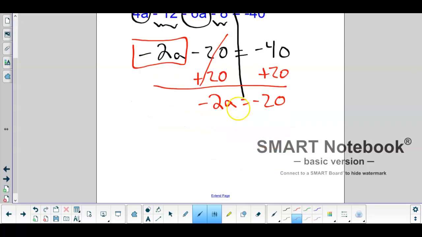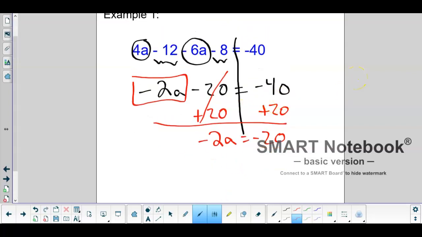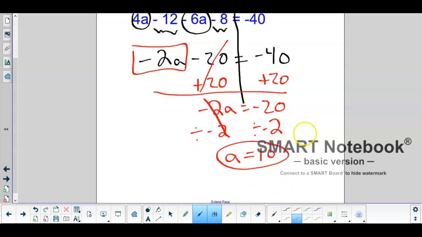And then my last step, I need to get a by itself. Well, what's being done? It's being multiplied by negative 2. The opposite of multiplying each side by negative 2 would be to divide by negative 2. Negative 20 divided by negative 2 is going to be positive 10. So a is equal to 10.